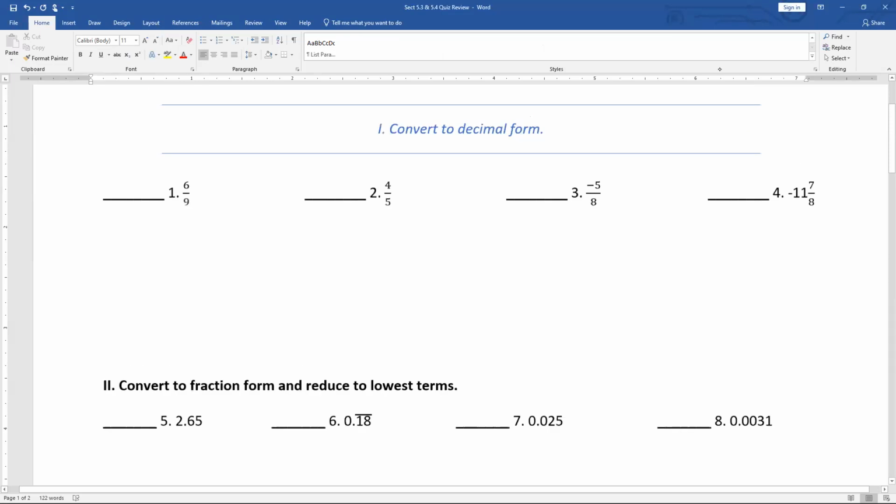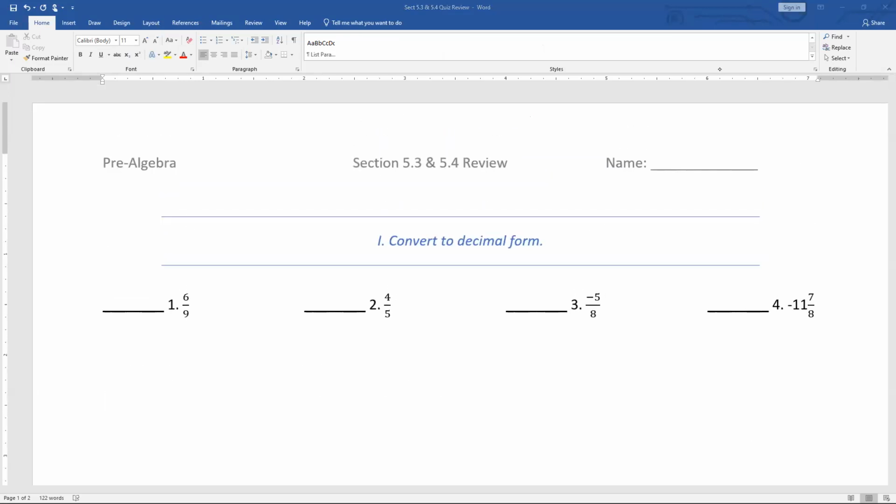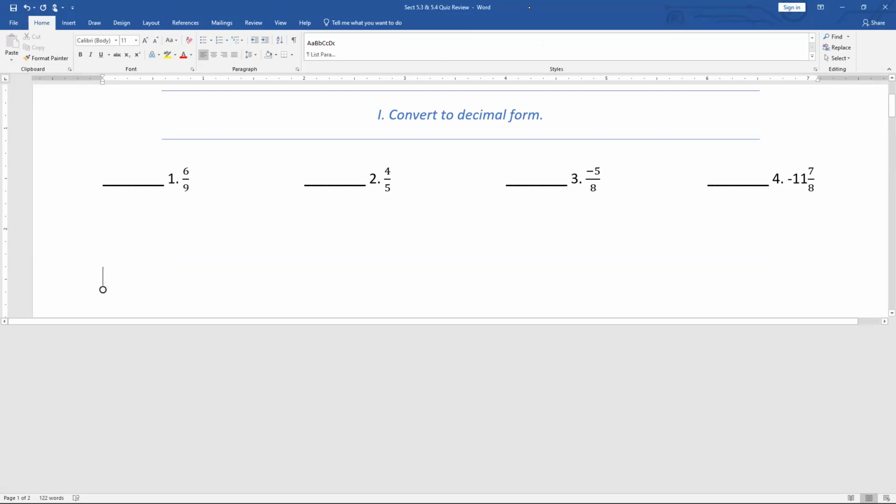What on earth is going on here? I need to get that thing to move. Okay. Sorry, computer's being weird.